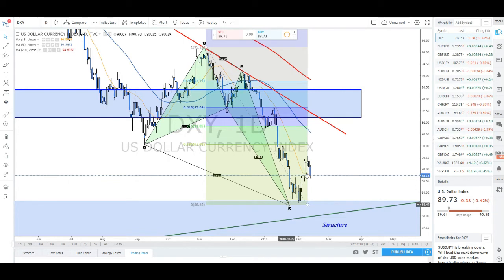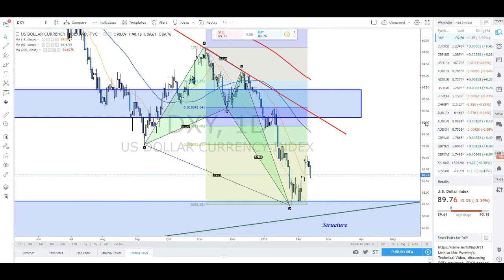with a potential double bottom scenario, a retest of this weekly structure that you see here, and the weekly uptrend line. I'm not ruling out such a deep retracement, especially following the strong bearish move that we saw in the dollar index in recent months.